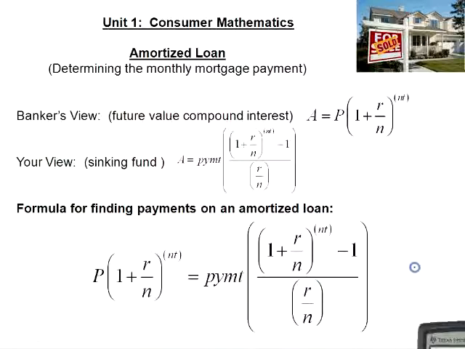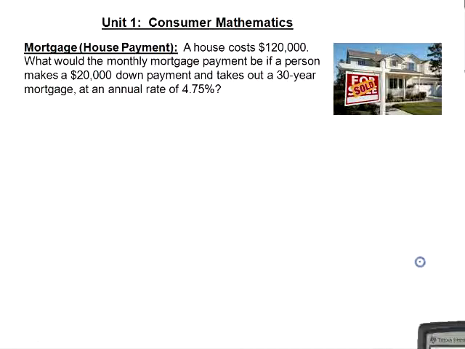Let's look at an example. A house costs $120,000. What would the monthly mortgage payment be if a person makes a $20,000 down payment and takes out a 30-year mortgage at an annual rate of 4.75%? Well, let's take a look at this. P, what we're going to finance, is going to be the price of the home, $120,000, minus our down payment of $20,000. So P, in this case, will be $100,000.